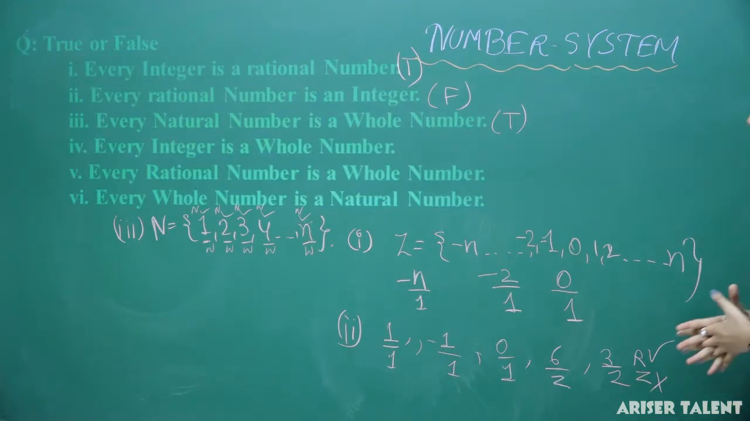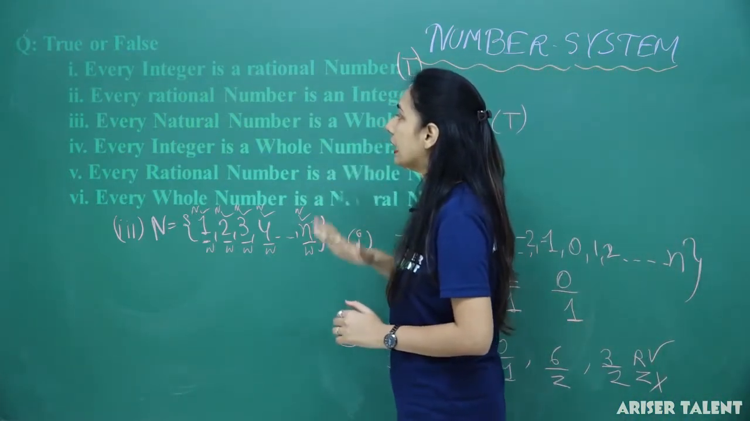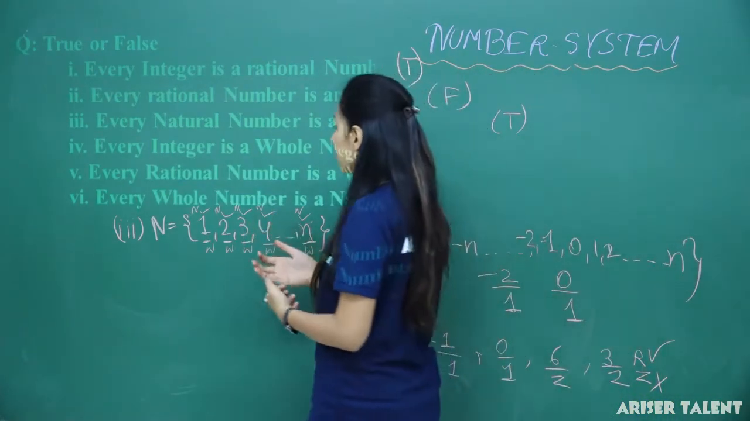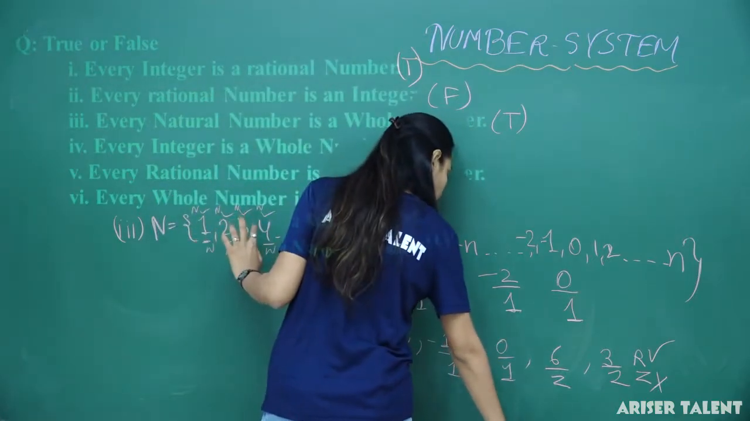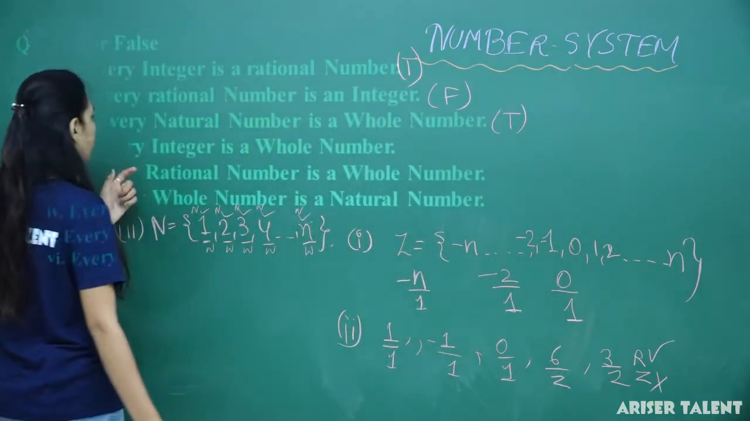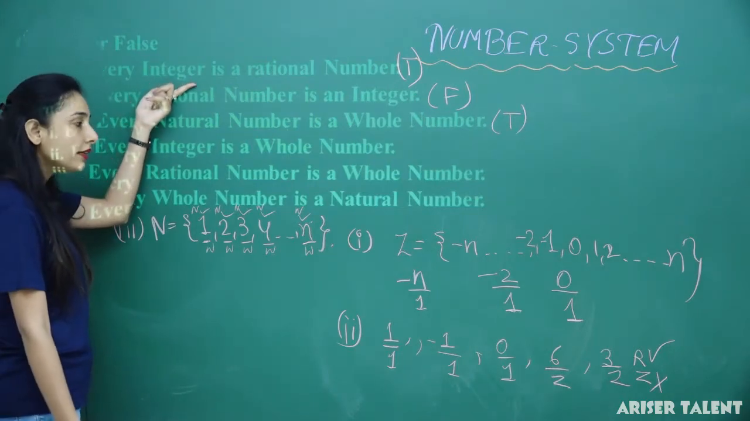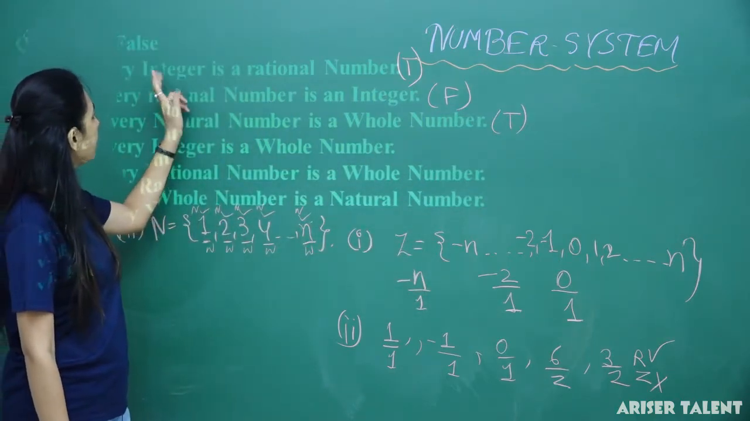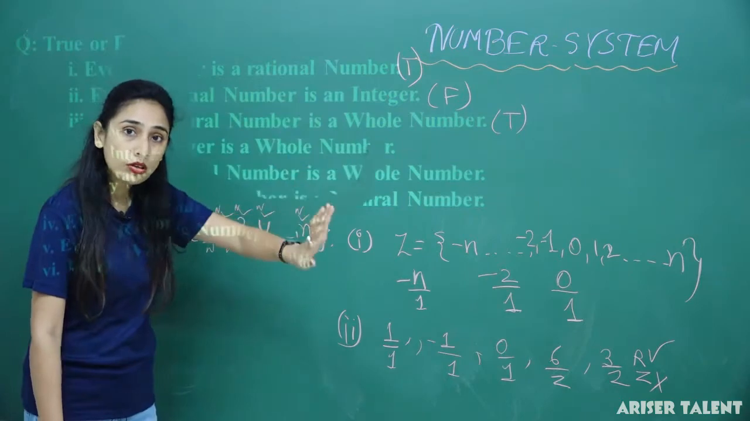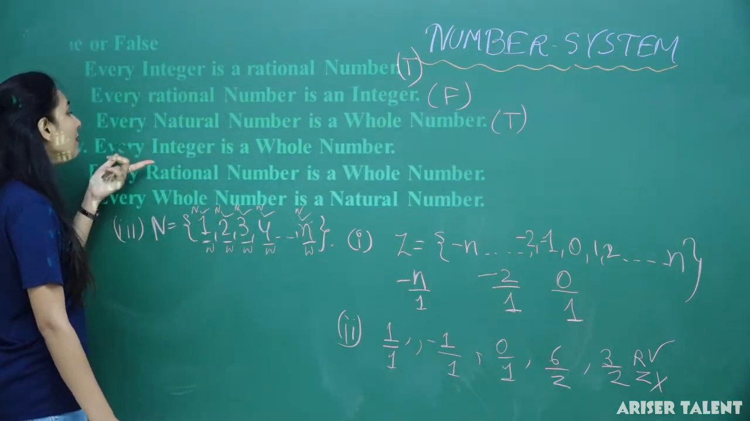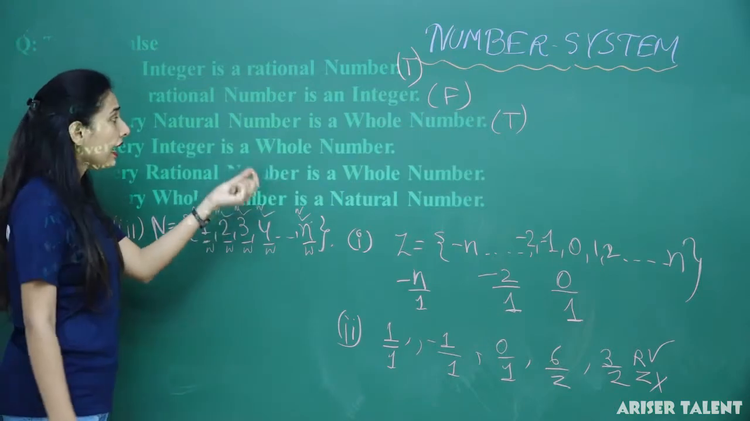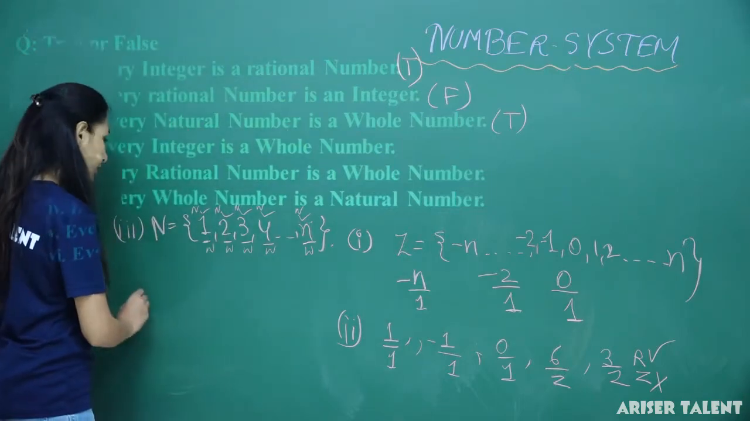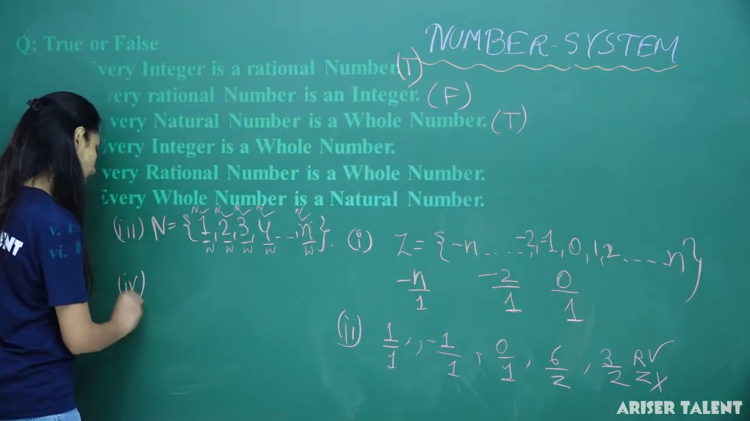Okay, so talking about this fourth one: every integer is a whole number. Now, how will you see this? Now you know the pattern, na? Whatever stuff we are talking about, likewise, we were talking about integers here. We put that integer set here and checked whether all integers are rational numbers or not. So in this case, similarly, we will put an integer set and check whether all the integers are whole numbers or not. That's so simple.